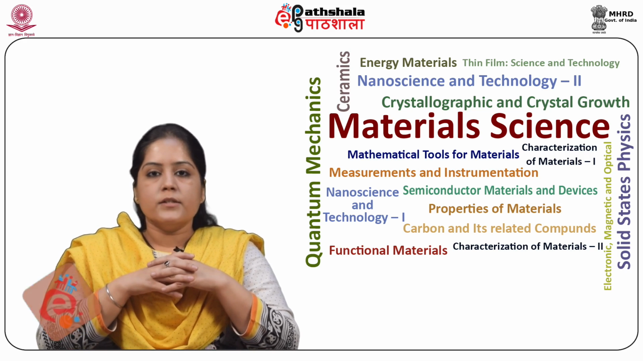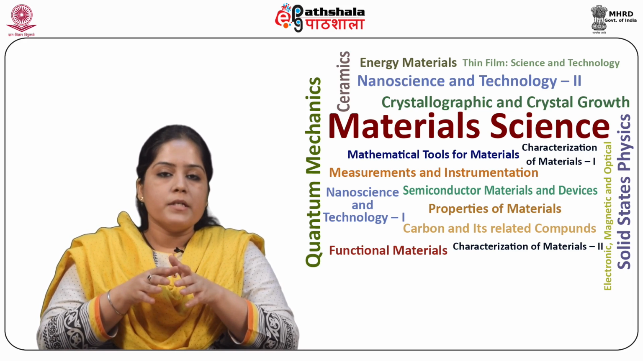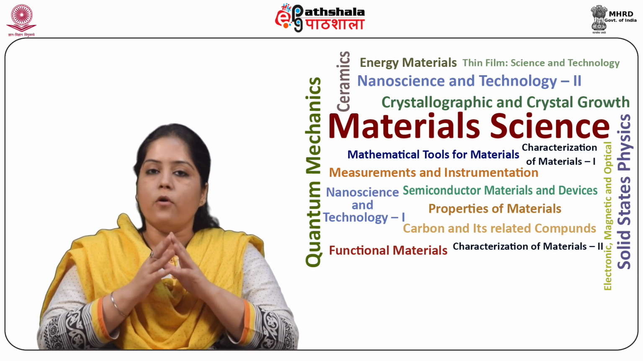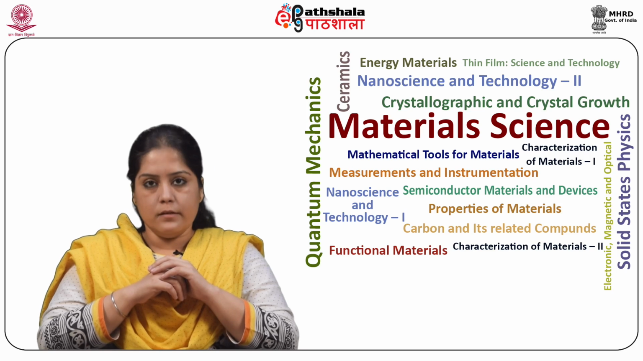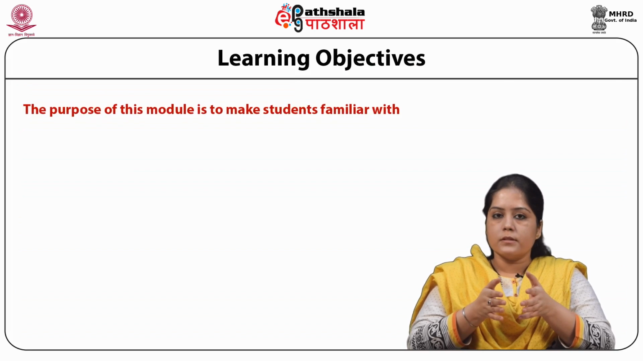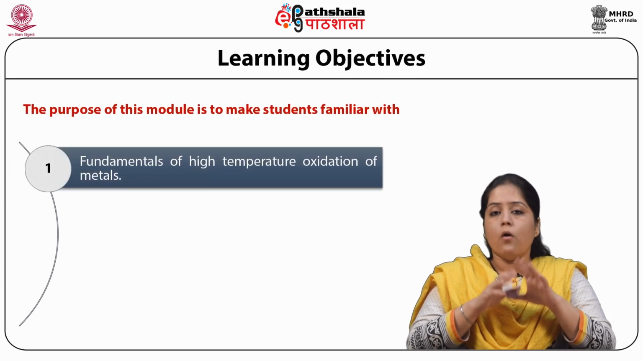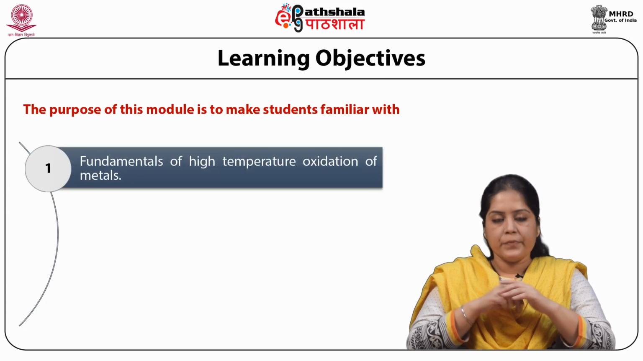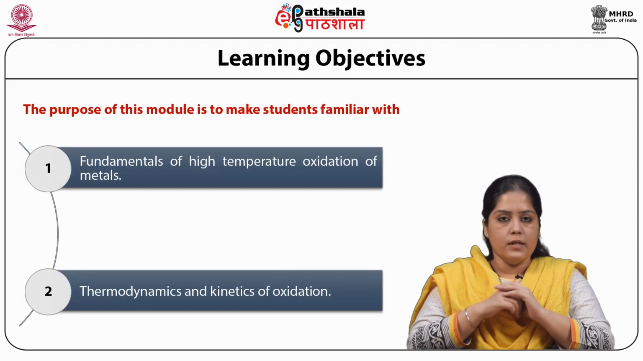So students, today we are going to discuss the module Environmental Degradation of Materials due to High Temperature Oxidation, Part 2, from the paper Functional Materials. The purpose of this module is to make the students familiar with, first, the fundamentals of high temperature oxidation of metals, and second, the thermodynamics and kinetics of oxidation.